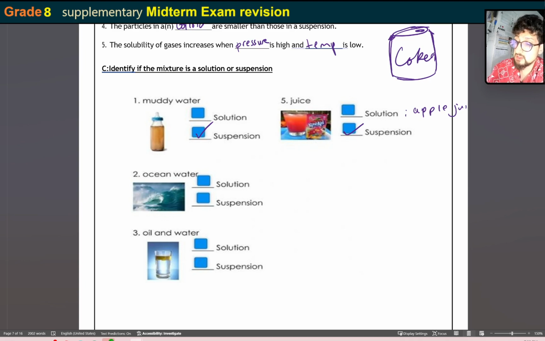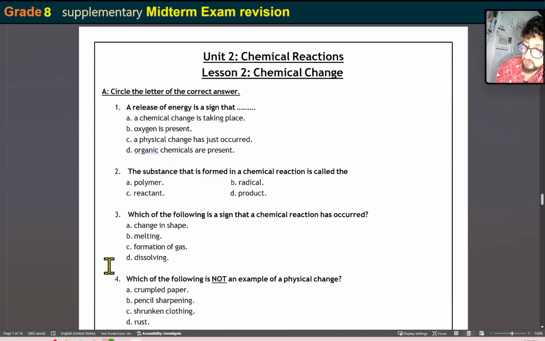So it depends on the type of juice we're talking about. Ocean water is definitely a solution. It's very clear, you can see right through it, it doesn't settle. Oil and water is a suspension. You can even see it, they are suspended from each other. And the reason why oil floats on top of water is because it's got a lower density.